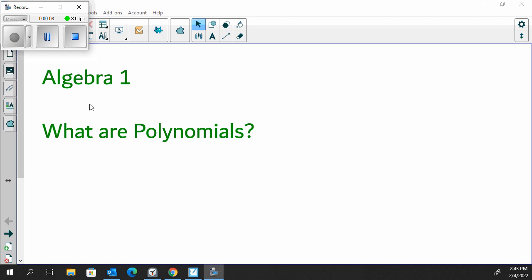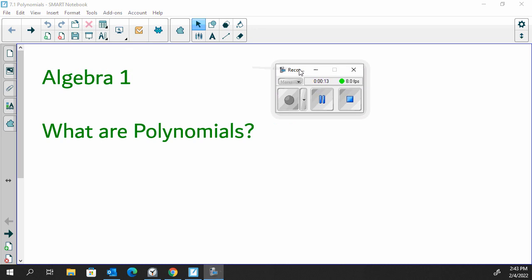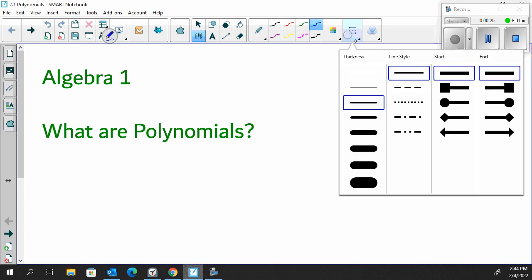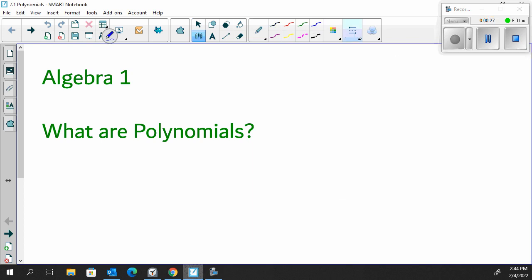So what are polynomials? This is the new unit that we're starting today. You guys took a test earlier this week. I'll get it graded for you and get it back to you, but today we're starting a new unit. Polynomials. Here's what a polynomial is in the simplest term. Polynomial, does that word make sense? Polynomial. Here's what a polynomial is.